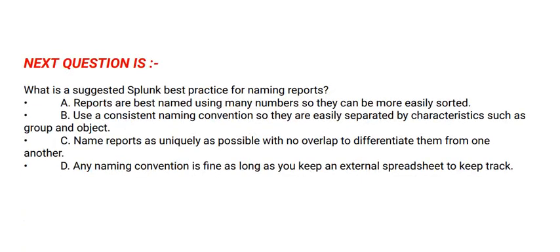Next question is, what is a suggested Splunk best practice for naming reports? Options are: Option A, reports are best named using many numbers so they can be more easily sorted. Option B, use a consistent naming convention so they are easily separated by characteristics such as group and object. Option C, name reports as uniquely as possible with no overlap to differentiate them from one another. And option D, any naming convention is fine as long as you keep an external spreadsheet to keep track. The correct option is option B.